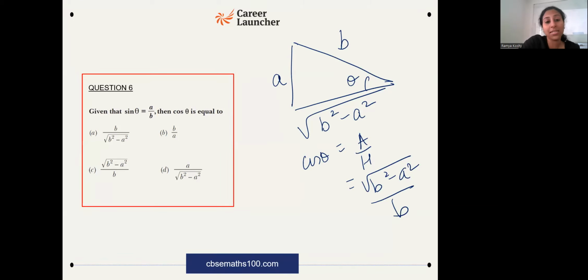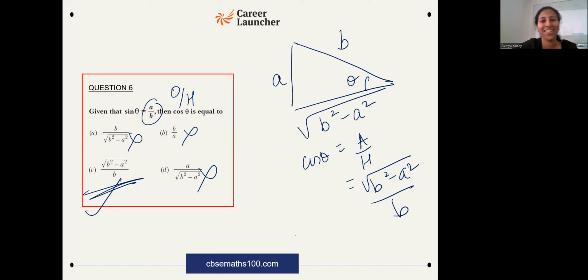Another way you could have answered, since this is an MCQ, is to directly eliminate between options. You know that A by B means opposite by hypotenuse. That means hypotenuse should have been B, right? All these options have B in the numerator. This one has root of B square minus A square in the denominator. This is the only option which has B in the denominator. So since it's an MCQ, you could have reasoned it out that way also. Okay? All right.